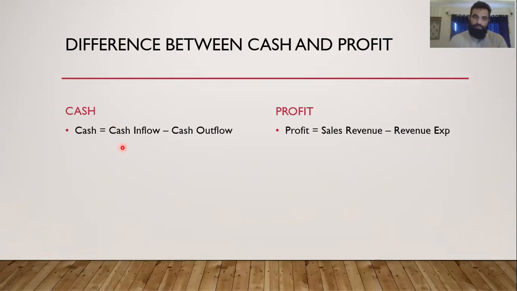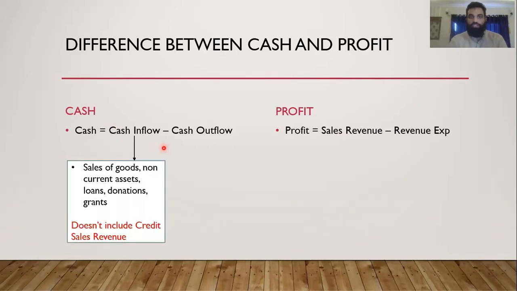Let's see how. First, we will analyze cash inflow. What is a cash inflow? Now, you know what a cash inflow is. Cash inflow is cash coming from any source, like cash coming from sales of goods, from selling non-current assets, from receiving loans, from donations, from grants. So every kind of cash will be included in the cash inflow. But remember, cash inflow will never include the credit sales revenue, which is always included in the sales revenue figure. This is how these two figures are different.